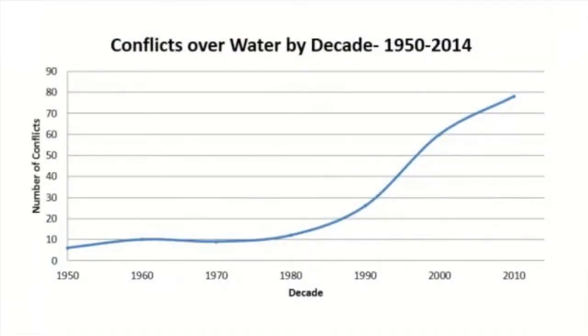Look at the conflicts over water by decade. From 1950, it seems that the conflicts are almost inconsequential. Look at 2010. We're talking about interregional conflicts, conflicts between different groups within a country or within a region, and conflicts between countries internationally over water. And it's continually increasing.